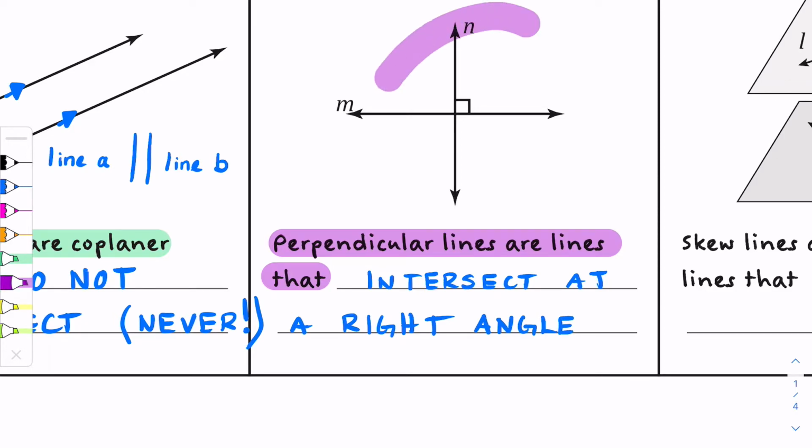And in this example, these 2 lines intersect right here and they form a right angle. If we were to use notation, we would label this as line M is perpendicular, and it looks like an upside down T. That's the symbol. Line M is perpendicular to line N.